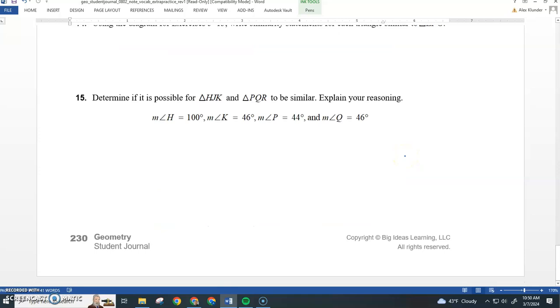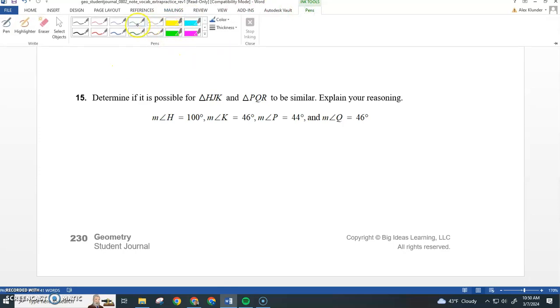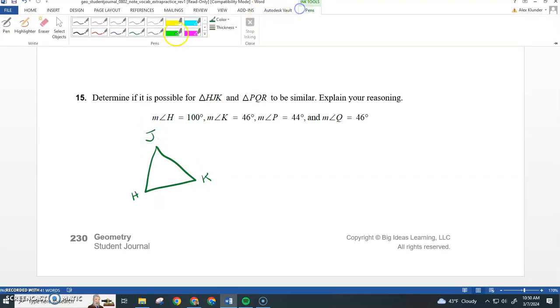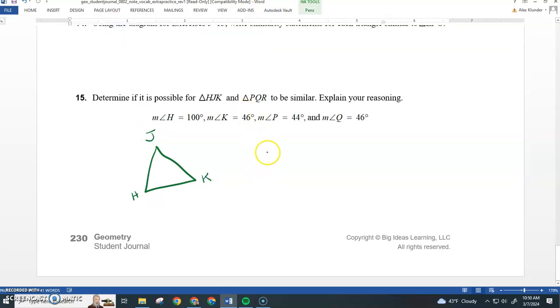Let's do something like 15. It says, is it possible for these to be similar? A lot of students struggle with this question for obvious reasons, and I think the number one reason is we just don't have a picture. So let's draw a picture. I'll just make 2 triangles, and I'll call it H, J, K. And then I'll draw another picture, and I'll call that one PQR. And I'm just going to label it with the information they tell me.